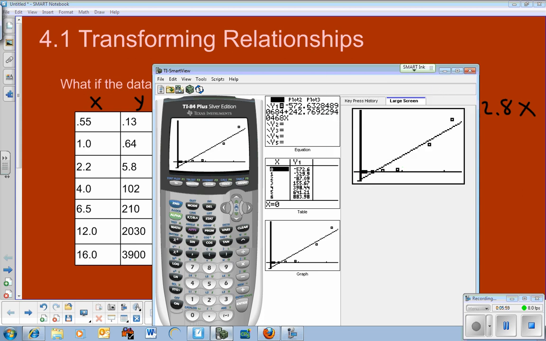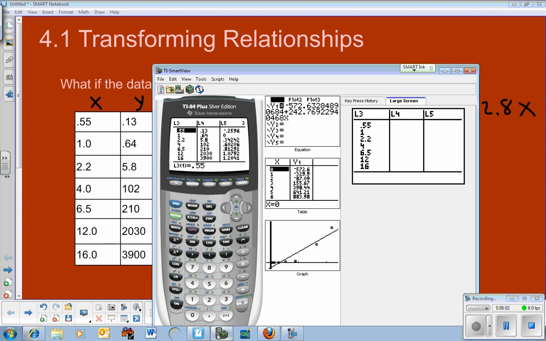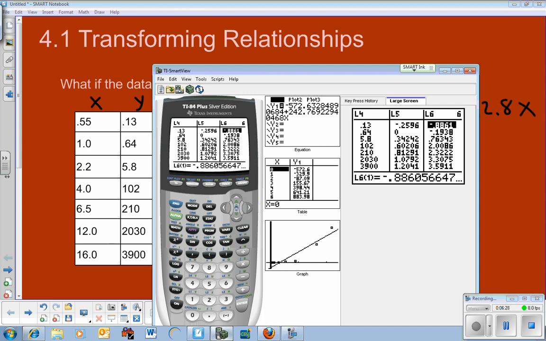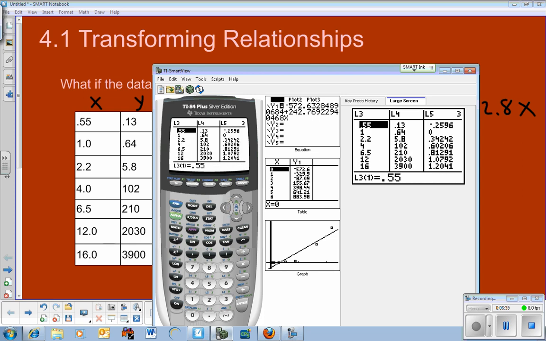So in my lists, 3 and 4 are x and y. In 5, I logged x, so I went up to L5 and hit log of L3, and that programmed my list to take the log of all the numbers in L3 and put them into L5. So those are my log of x's. I'm not using that yet. My list 6 is the log of all my y values. I did the same thing: I went up to L6 and typed in log of L4. So the 4 lists that I'm using, 3, 4, 5, and 6, are x, y, log x, and log y.